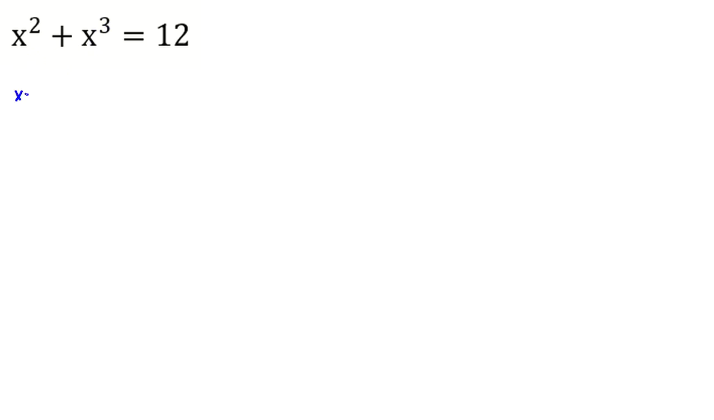x = 2. If x is 2, it will be 2 squared plus 2 cubed, which is 4 plus 8 equal to 12. Okay, we found one answer, and that's great. Why? Because here, we take all things to the left-hand side. At first, I write x cubed plus x squared, and the left-hand side will be minus 12 equal to 0.